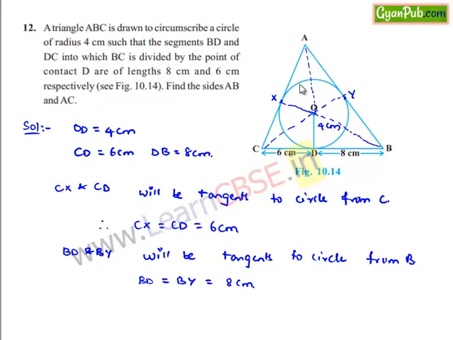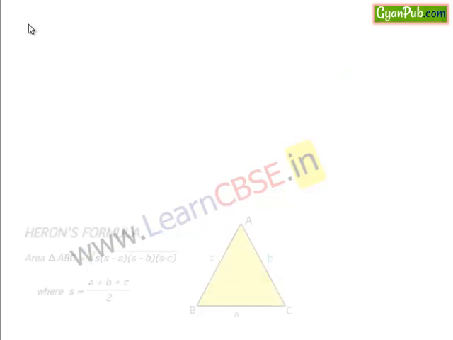Now, as AX and AY are the tangents from common point A, we can say that AX is equal to AY. Let us assume that they are equal to x. Now, let us represent in our figure, that is CX is 6 cm we got, BY is 8 cm we got, and we assumed that AX and AY are x centimeters respectively. Now let us separately find the area of triangle ABC by using Heron's formula.